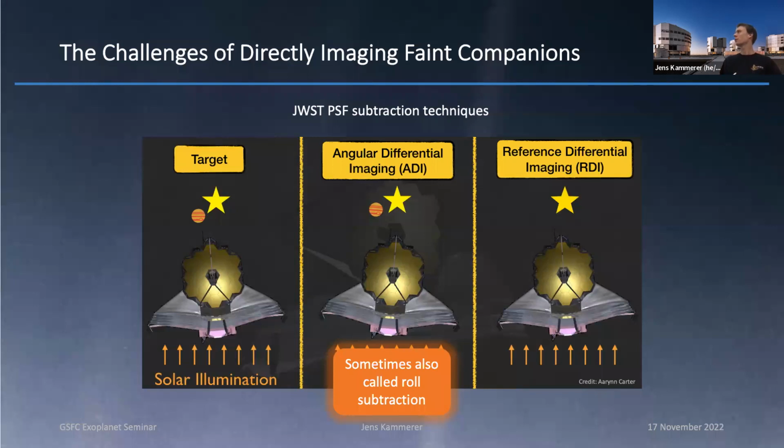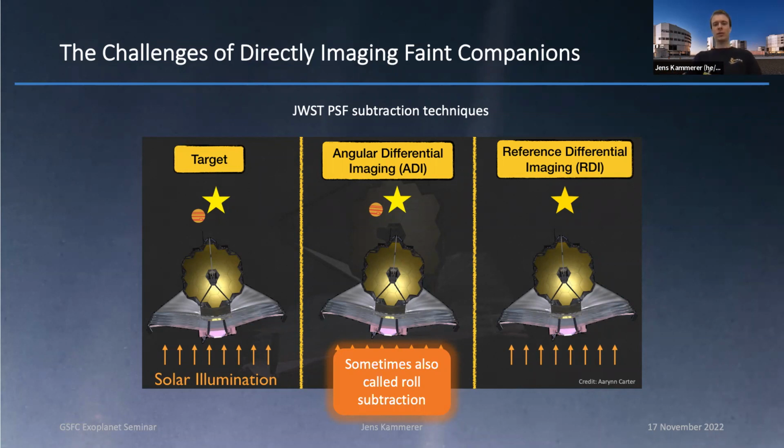The other concept or method is called reference differential imaging. And the idea there is that you simply observe a different target which doesn't have any companions. And then you use that to get an estimate of this speckle halo from the host star, and you subtract that from the science image and make the planet visible. So we will hear about those two different approaches multiple times throughout the talk. So just try to keep in mind what the difference is and how they roughly work.